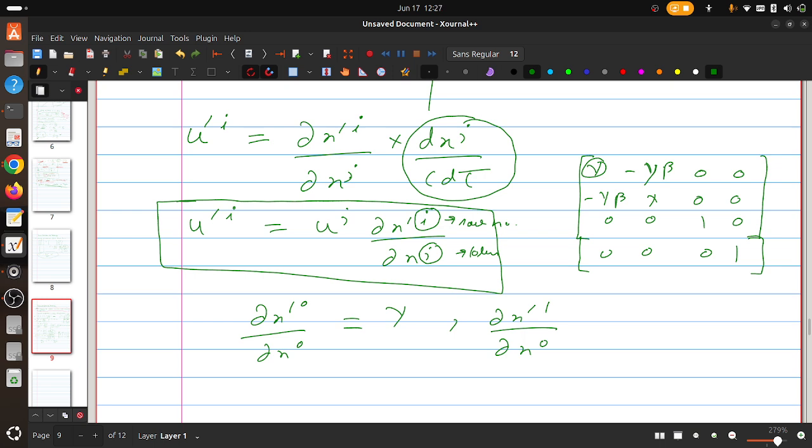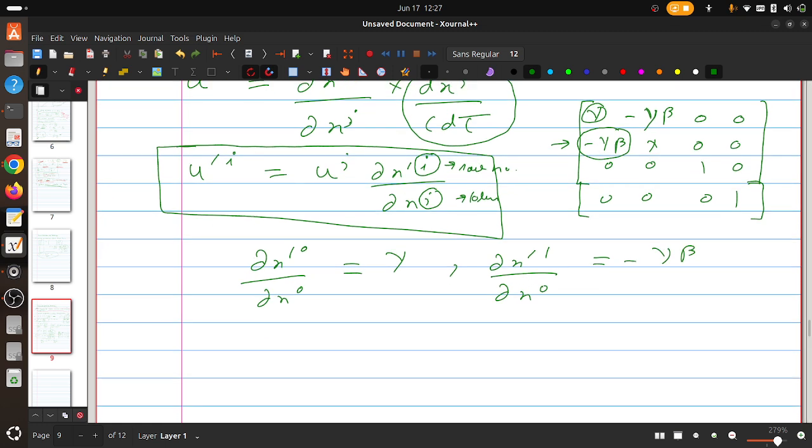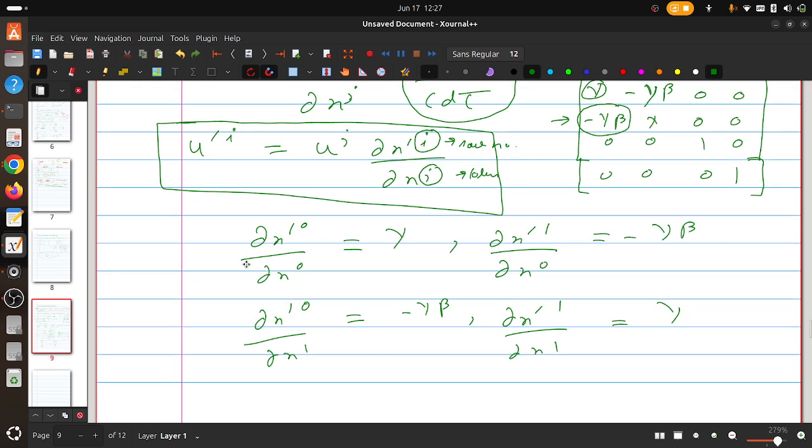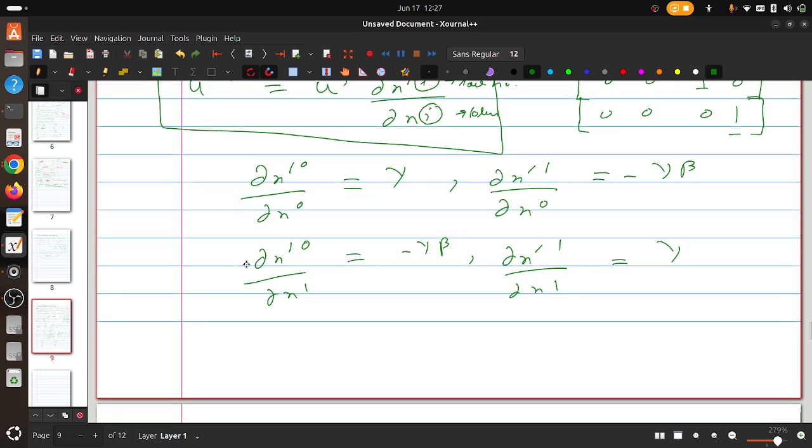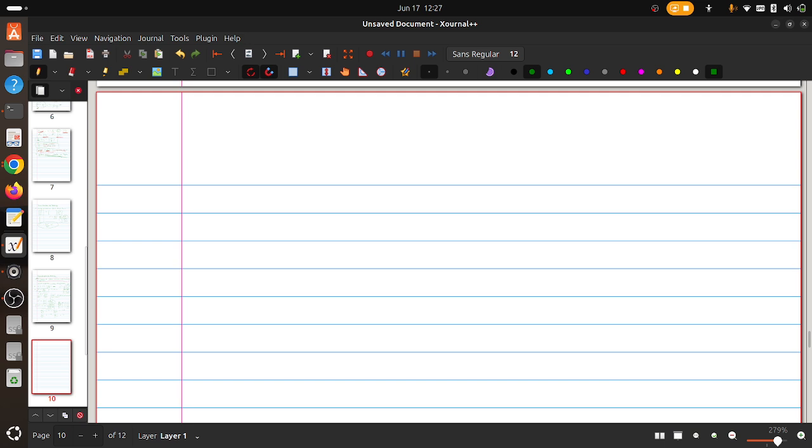Prime 1 means the row number is 1, this row, and the 0th element, which is this one, right? So this is minus gamma beta. Similarly, dou x prime, let's say this time I choose row 0, but here if I do del x1, so this time it will be minus gamma beta again, and if I do 1 in both, then it would be just gamma. The other elements, 0 and 1, you should be able to see for yourselves.